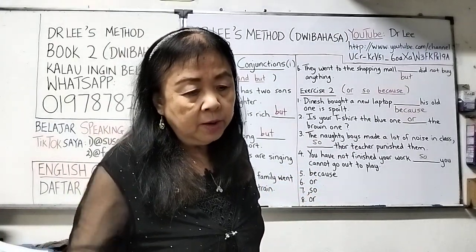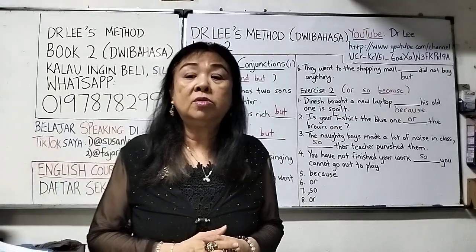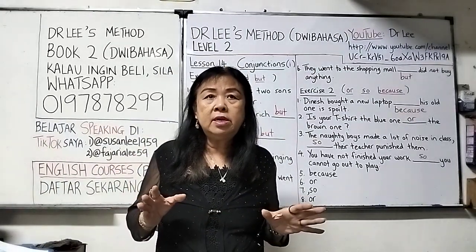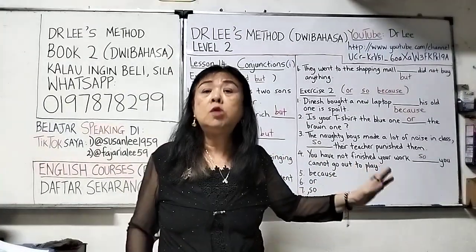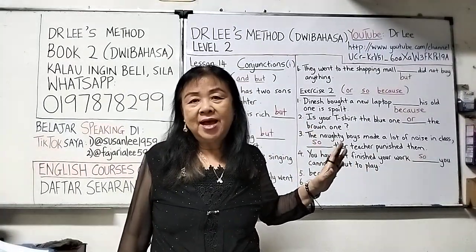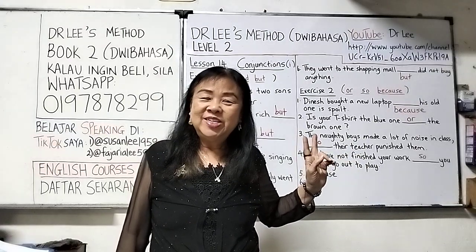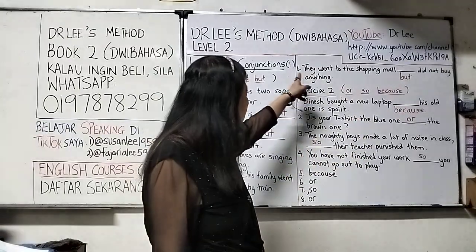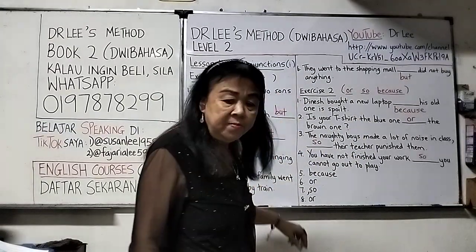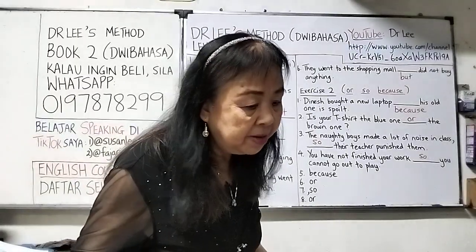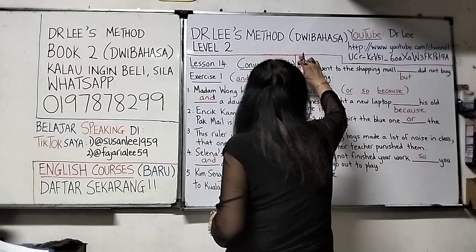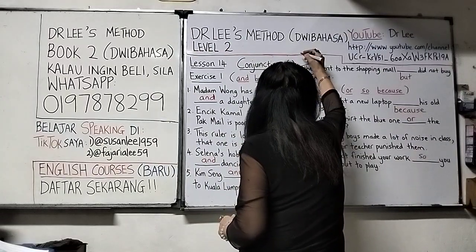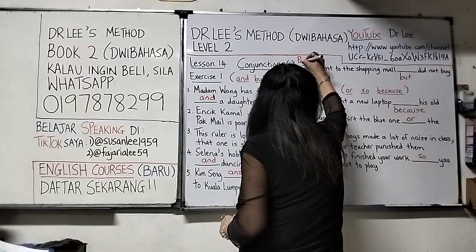All right. Now, actually, for this chapter, conjunctions, we have 4 exercises. But as you can see, due to lack of space, I only put up 2. So the next video will be part 2, okay? For your information, if you have the book, we are doing page 30. We are doing page 30. So I shall write here, page.